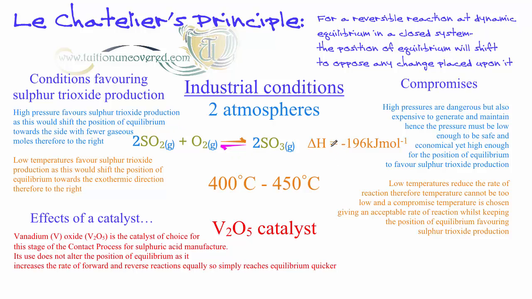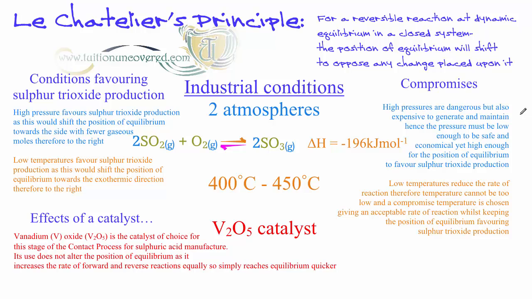Now, in terms of temperature, well, the forward reaction making sulfur trioxide is exothermic. That means I need to cause a change on the conditions to reduce temperature. That will cause the position of equilibrium to shift in the exothermic direction towards sulfur trioxide. So, low temperatures favour sulfur trioxide production, as this would shift the position of equilibrium towards the exothermic direction, therefore to the right, favouring sulfur trioxide. Have a moment, make sure you're clear about that.